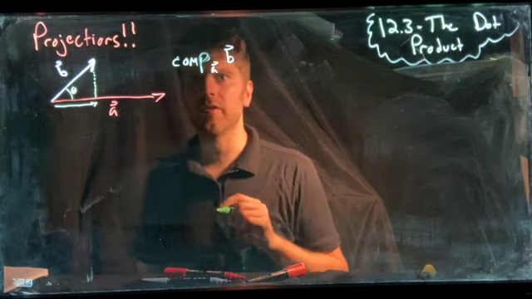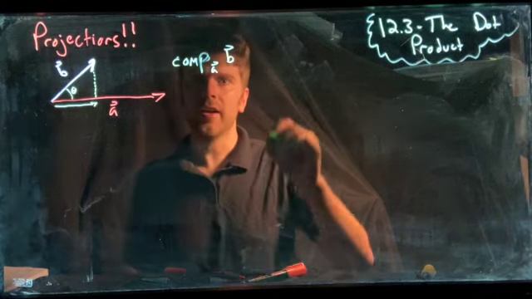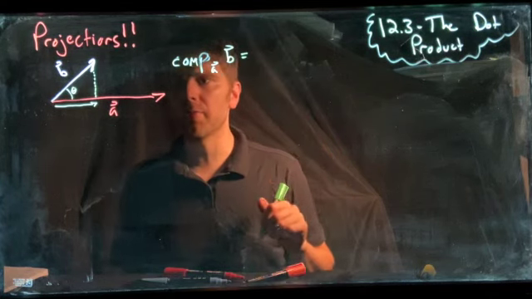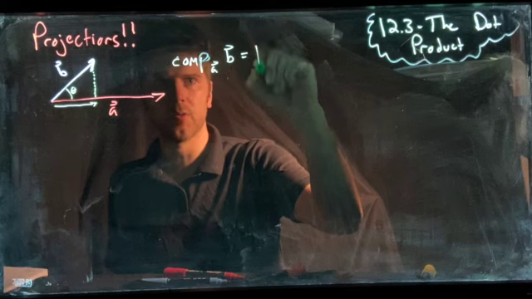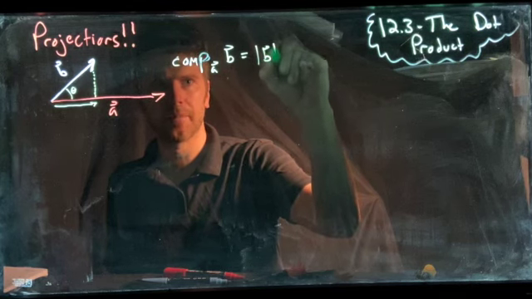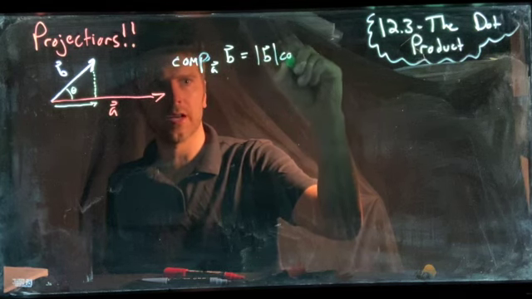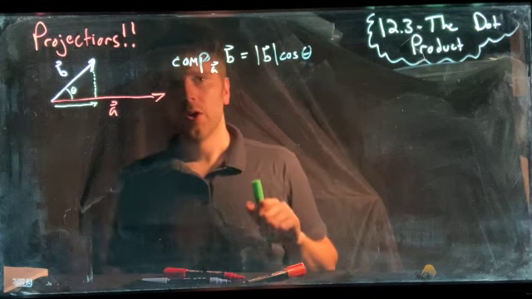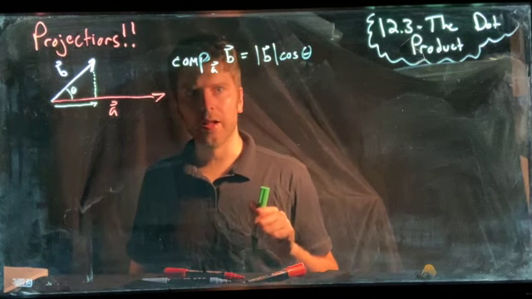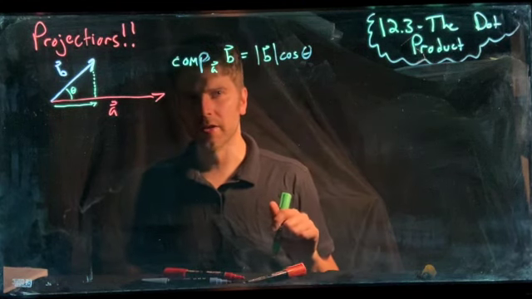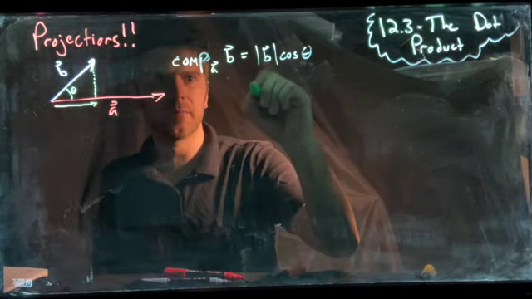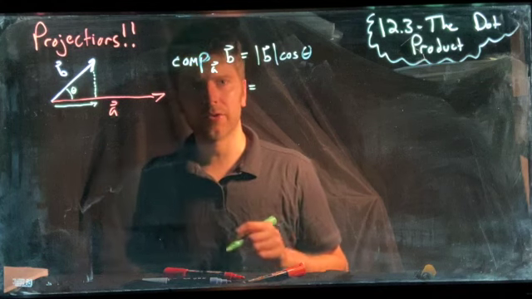The component of B in the direction of A. Now, for a lot of you, you probably recognize this from a previous class, and you can say to me, well, that's just going to be the magnitude of B times the cosine of the angle. Now, this might ring a little bell based on the dot product. You might say, well, that looks almost like the formula for a dot product, but it's just missing the magnitude of A.